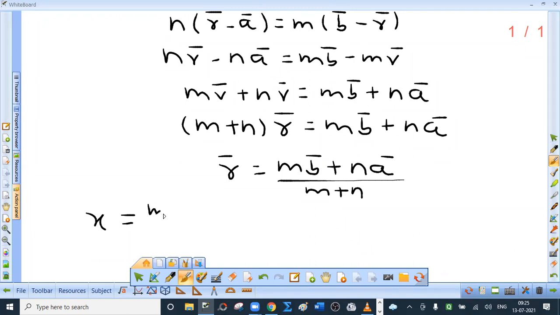It will be (mx2 + nx1)/(m + n). Similarly, what is y? (my2 + ny1)/(m + n), and one more coordinate z equal to (mz2 + nz1)/(m + n).